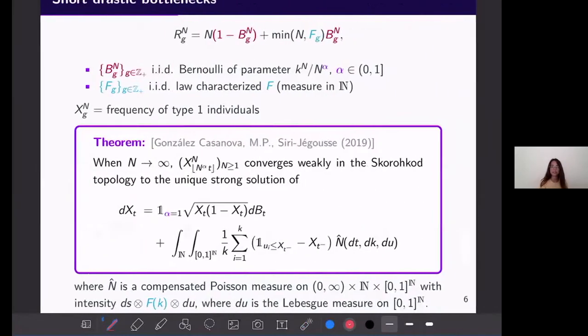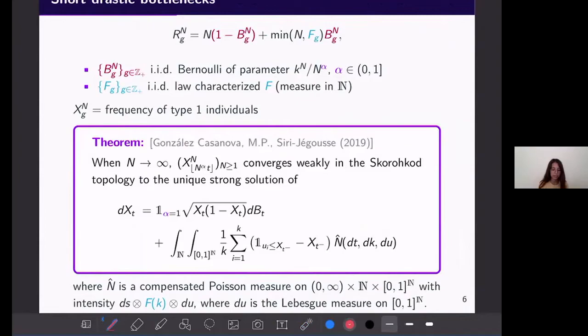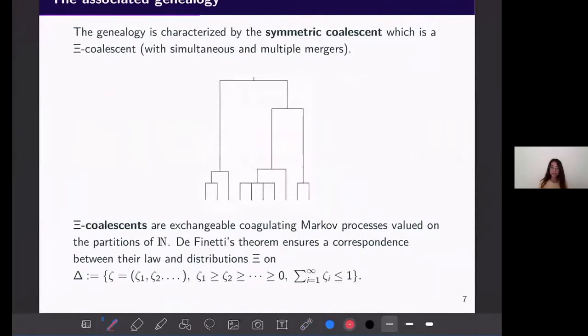Formally, we have this result that says that the frequency process converges to the solution of this SDE, where we have a term corresponding to the Wright-Fisher diffusion, only if we are in the appropriate time scale, and the jump term that I won't describe any further because I want to describe the genealogy. The genealogies are given by the symmetric coalescent.